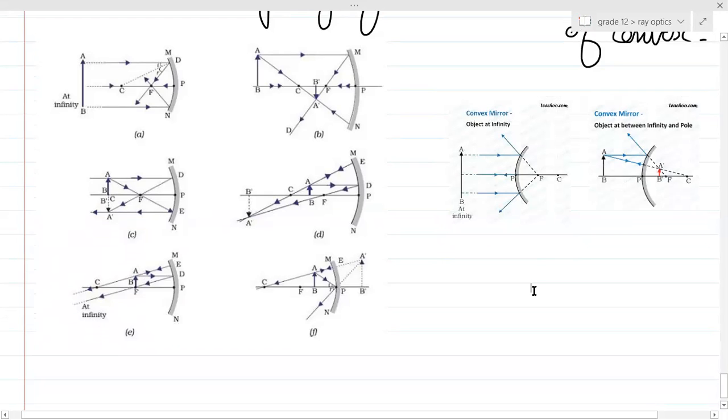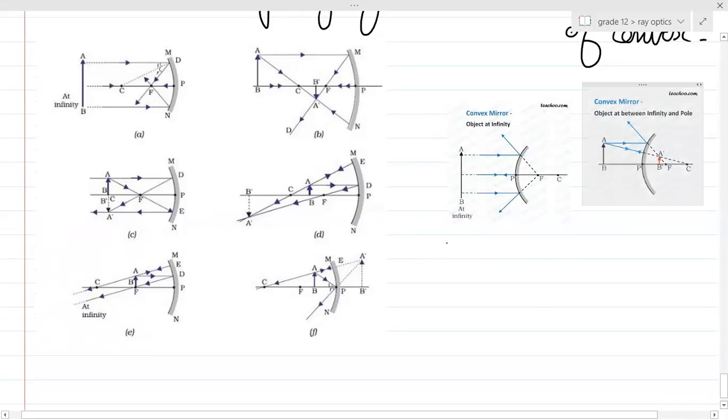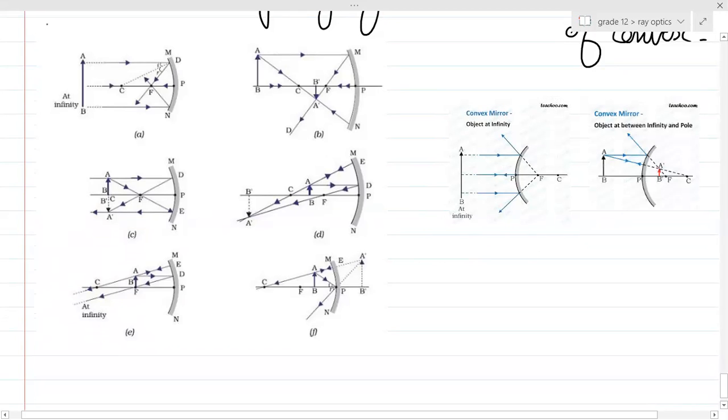So guys, can you see all the possible diagrams which you have learnt in grade 10? Do you remember the table, guys? What was the table? When the object is at infinity, then the image is formed at focus, right? Do you remember this?